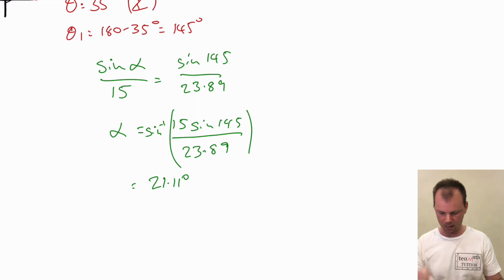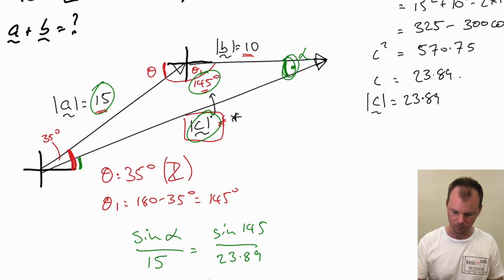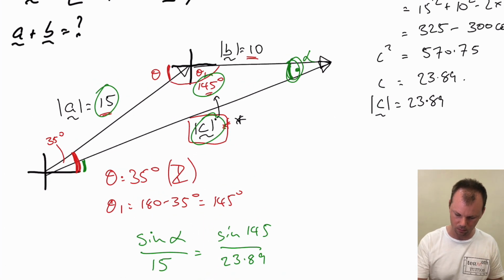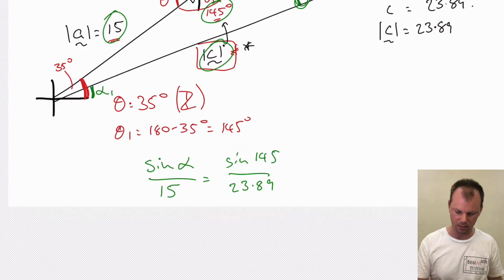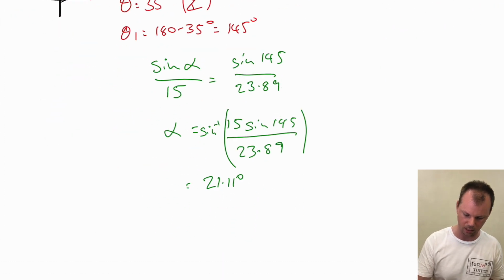Okay, and that's our angle alpha, which is up here. So to get our angle here, let's call it alpha 1. That's just equal to alpha because of the Z rule, but it's good to communicate that. Alpha 1 equals alpha because of our Z rule.